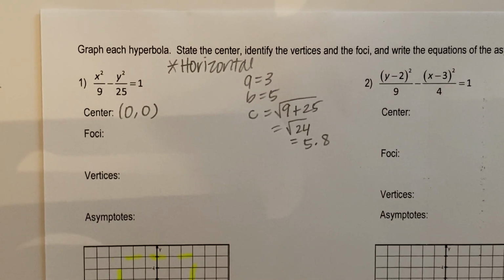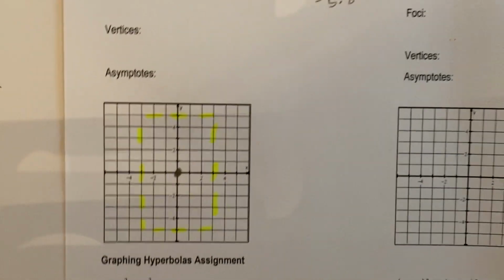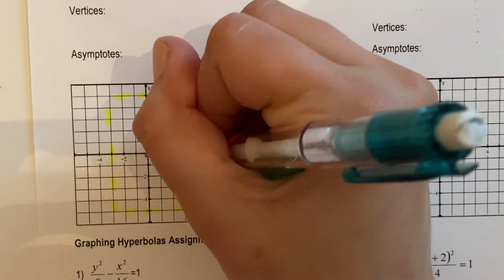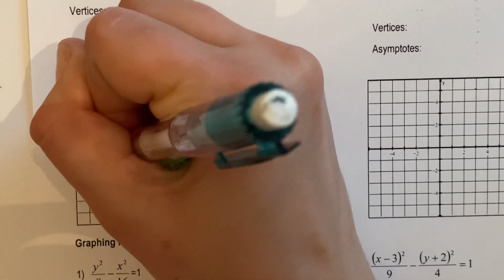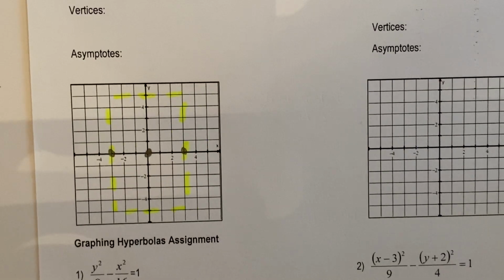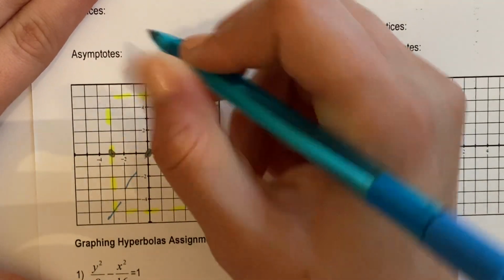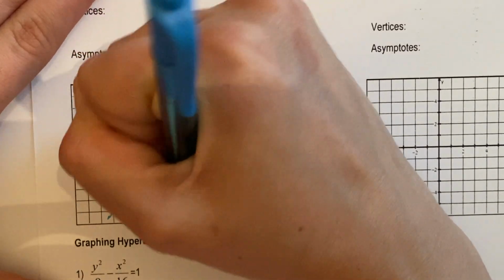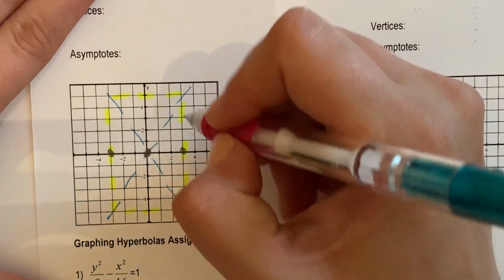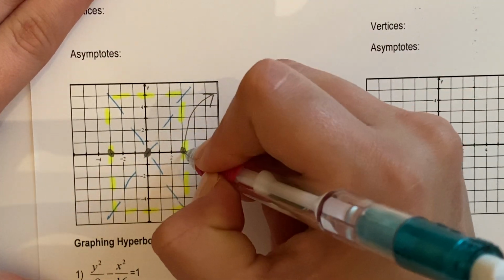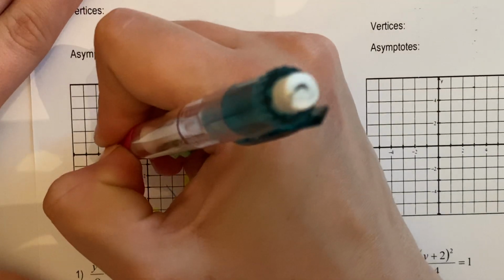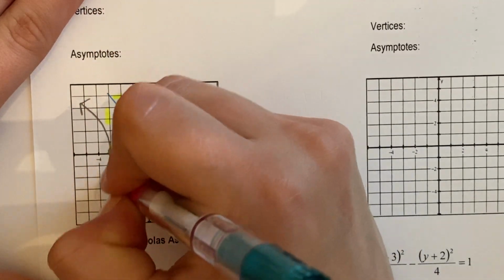So since it's horizontal, my vertices are going on the left and the right. So the right side of my box and the left side of my box. Draw your asymptotes connecting corner to corner. And then I'll put in my parabolas for my horizontal hyperbola.